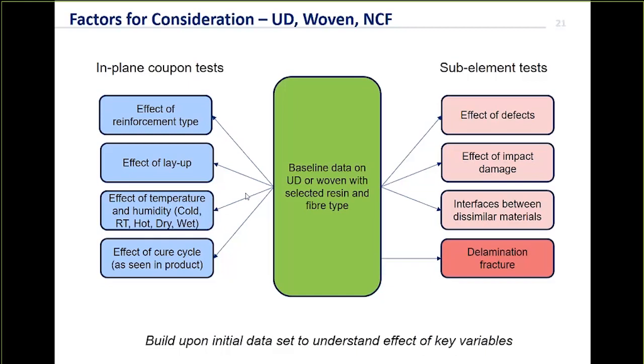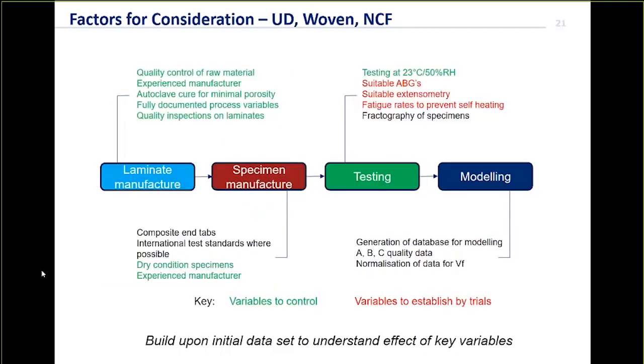Then there's the issue of defects. Defects can include things like dry spots, inclusions, small delaminations, wrinkles, waviness of fibres. All these things can have a significant effect on the in-plane properties and particularly on the fatigue strength. And interfaces and so on are very important as well. So there's a lot of different considerations that you may need to take into account to get relevant data for your particular cases.